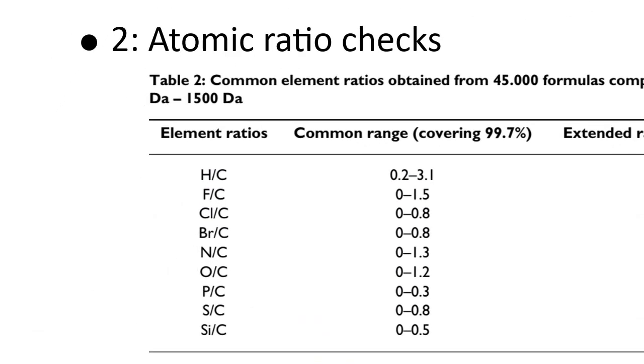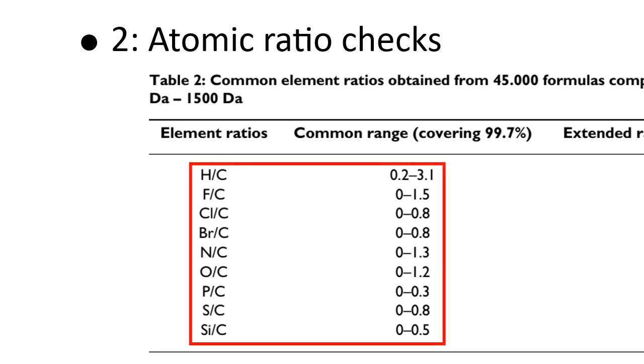But for most of the compounds you'd expect to find on a regular basis, you can easily test to see whether the element to carbon ratio fits within one of these ranges. And providing it does, then it's deemed to have passed this test too.